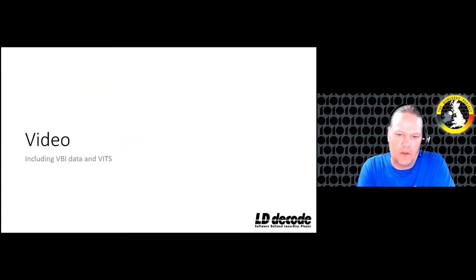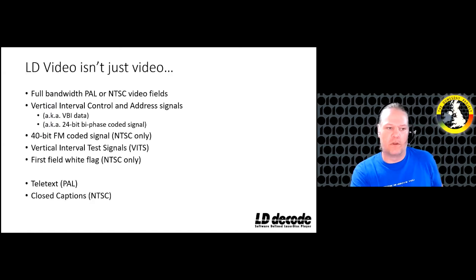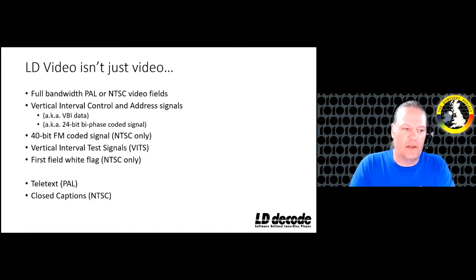So looking at each one of these in a little bit more detail, starting with the video. The video isn't just actually video. Within the video itself, you're getting full bandwidth PAL or NTSC, which is one of the beautiful things about Laserdisc, is that the television picture is actually full bandwidth, which is not on VHS, for example. So you have really good quality video image. But there's also a thing called the vertical interval control and address signals, bit of a mouthful.